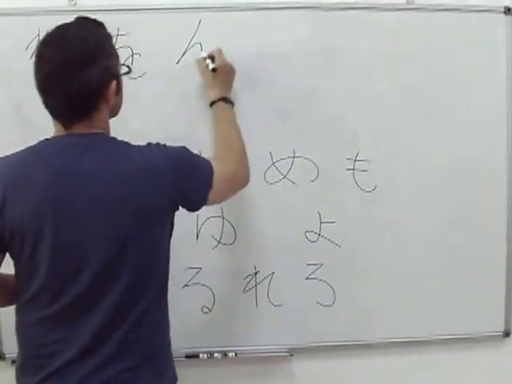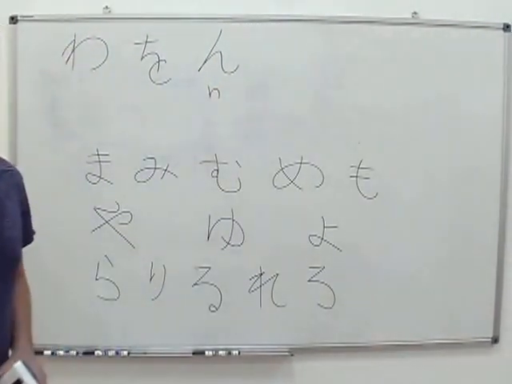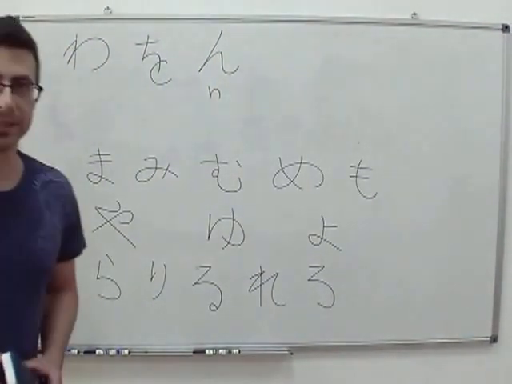And in Japanese, we have only one consonant letter. It is N.